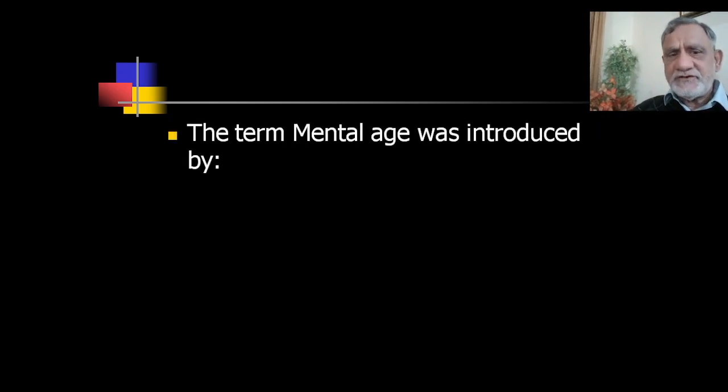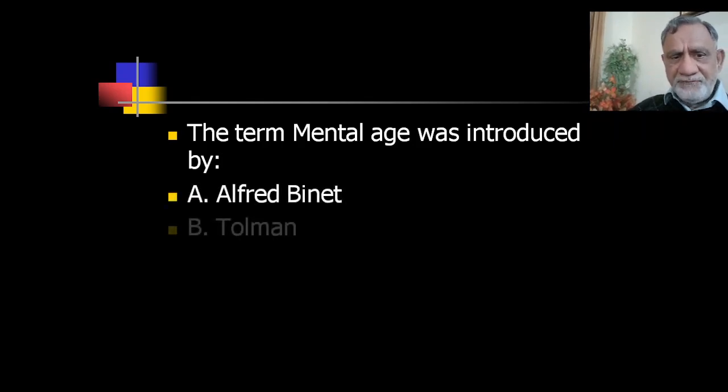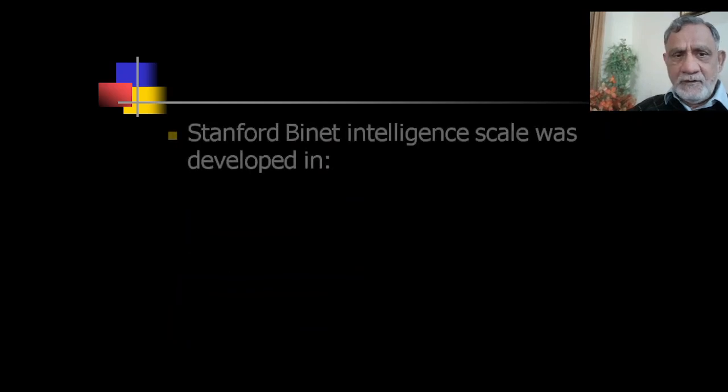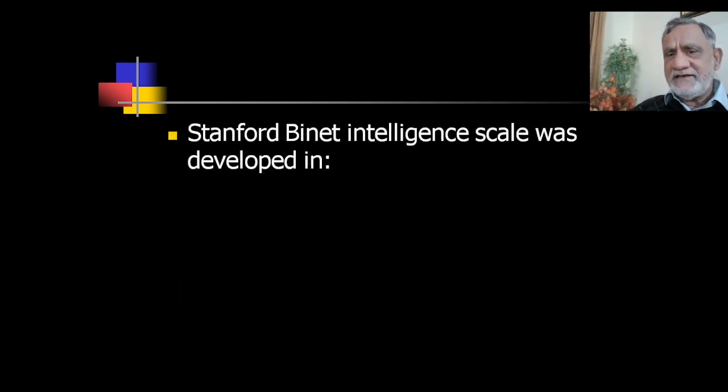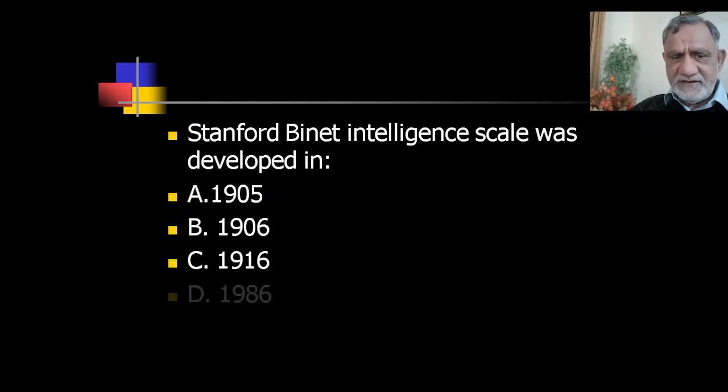Next question. The term mental age was introduced by whom? Alfred Binet, Tolman, Kindergarten, or Wessler? The answer is A, that is Alfred Binet. Stanford Binet intelligence scale was developed in which year? 1905, 1906, 1916, or 1986? Correct answer is C, that is 1916.